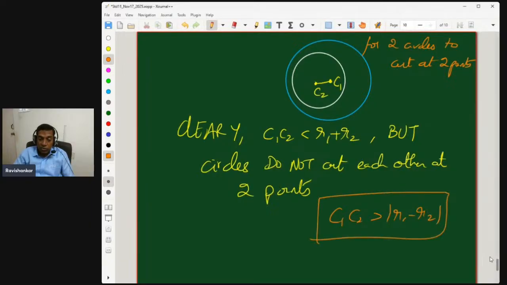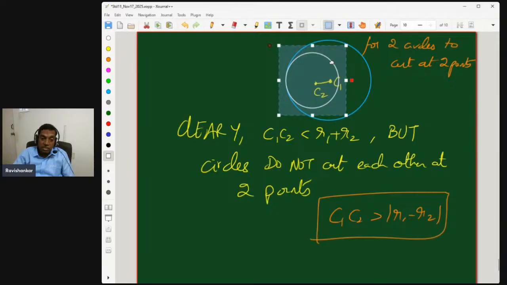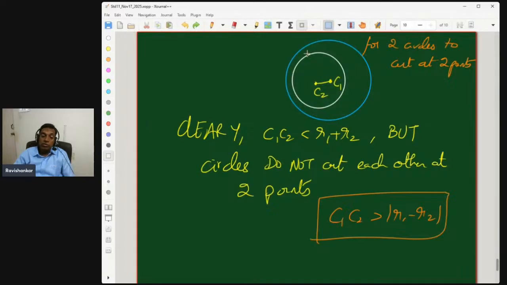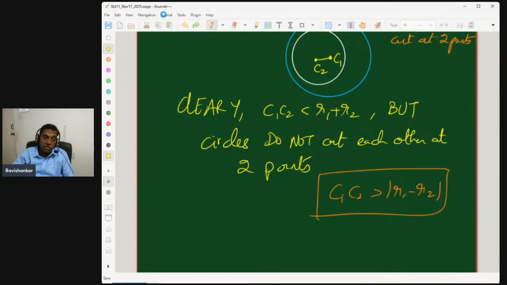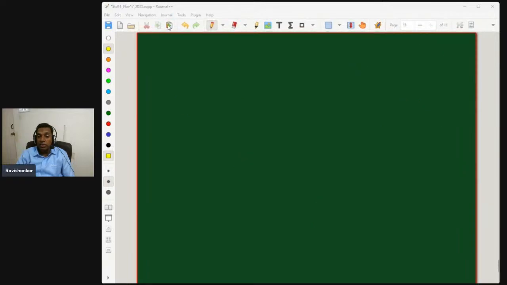In fact, if it's equal to the difference between the radii, then it will just touch. If it's greater than the difference, it has to go like this. And that's exactly what you want, cutting at 2 points. Okay, that's why this extra condition is there, Vatsalya. Beyond this, you have to just go over the skill builder again.